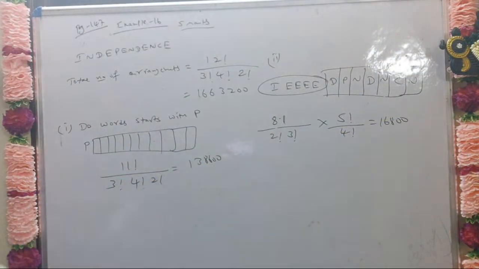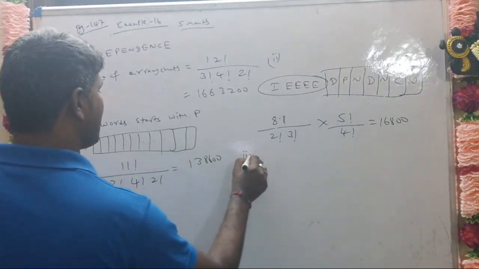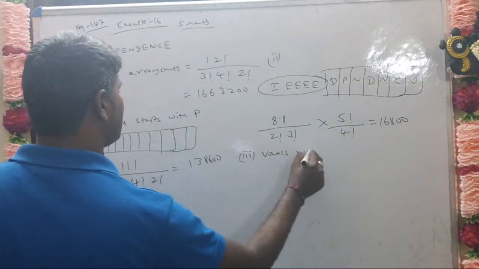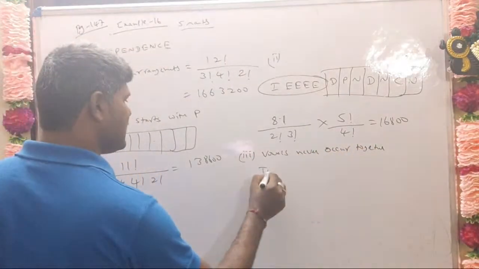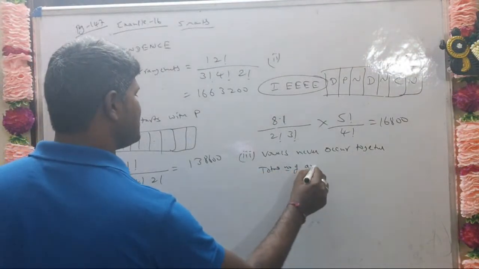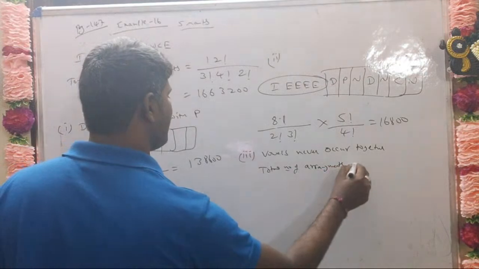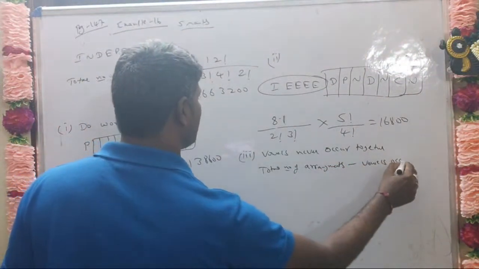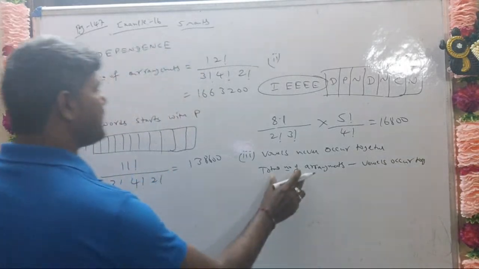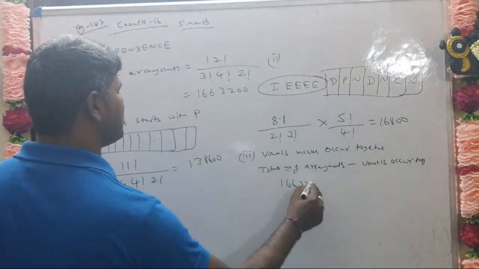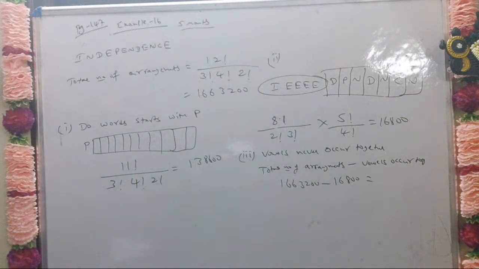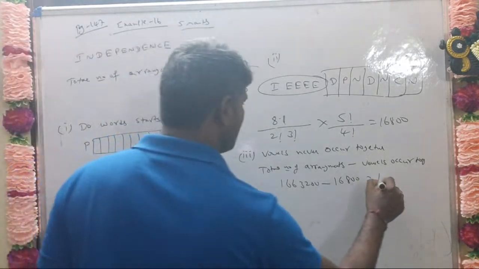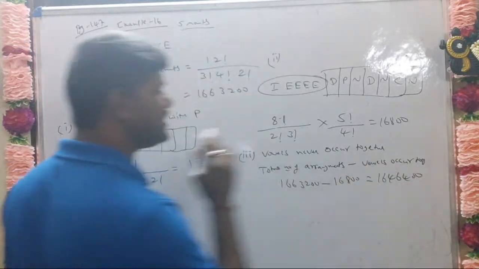Do the vowels never occur together? Question number 3 they have given. Vowels never occur together means, first listen, total number of arrangements minus vowels occur together. Total number of arrangements we already know, 166,3200, minus vowels occur together, 16800. What is the answer we will get? Understand? Sir. Total number of arrangements means 1646400. 1646400. Very easy to solve the answer.